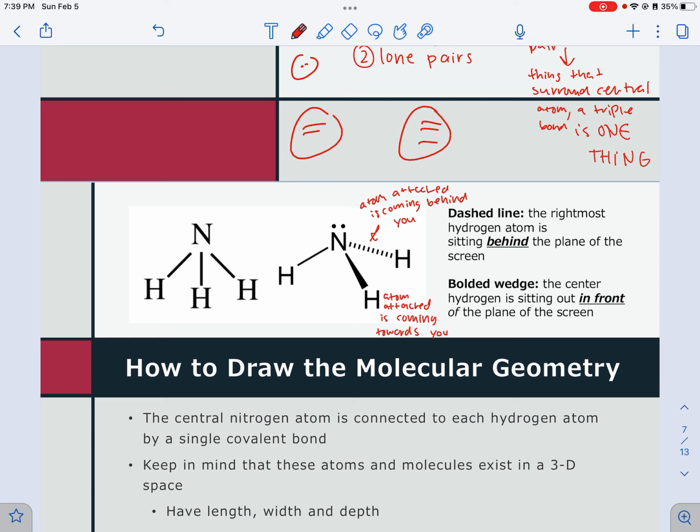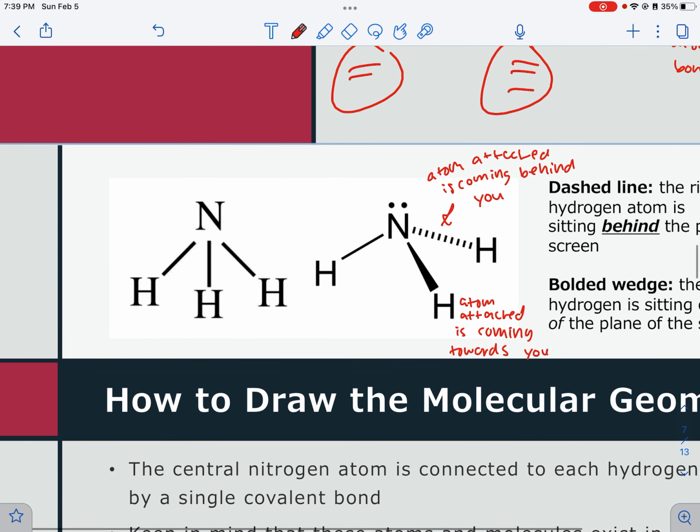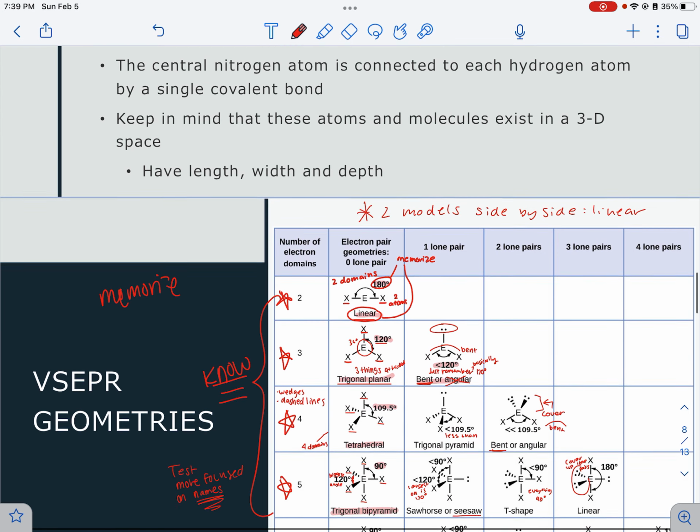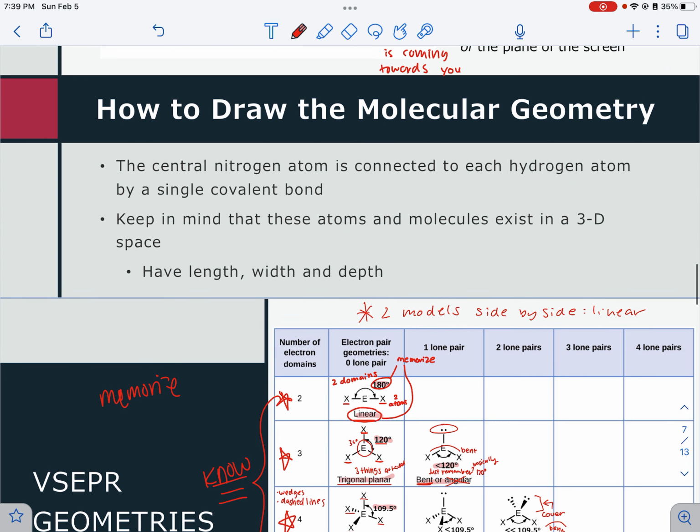Dashed line means behind. Bolded wedge is in front. When you're thinking of how to write this, especially on the test, even though it's multiple choice, Miss Sancho said it doesn't really matter if the dimensions around each other are the same, as long as you have the dot, the dashed, or the bolded wedges. So, how to draw the molecular geometry? We'll just get through that right now.